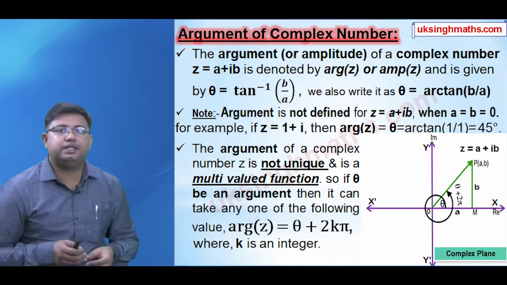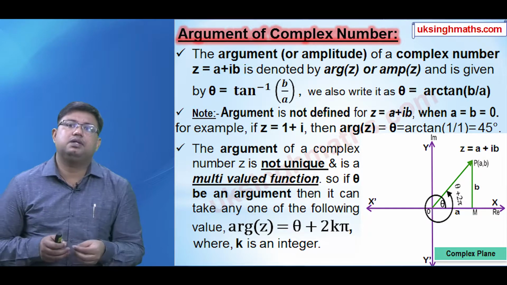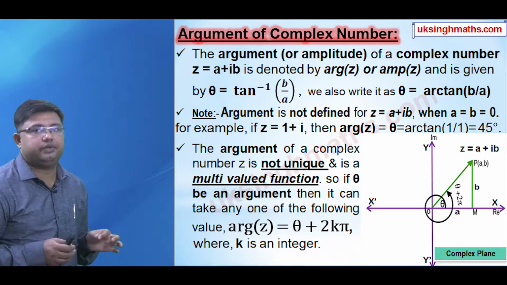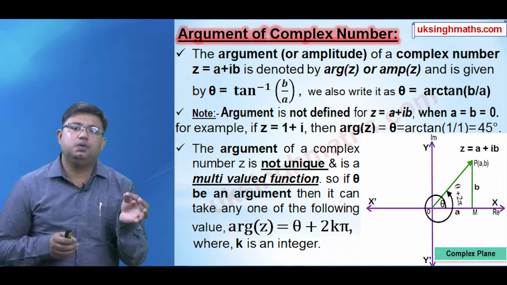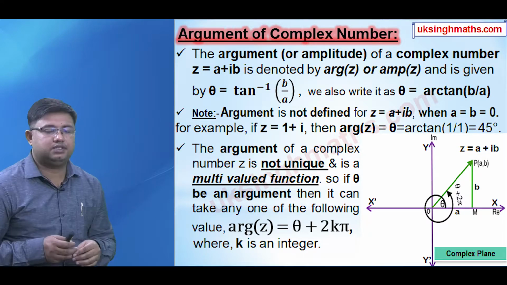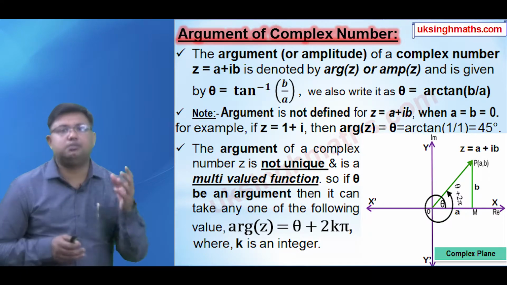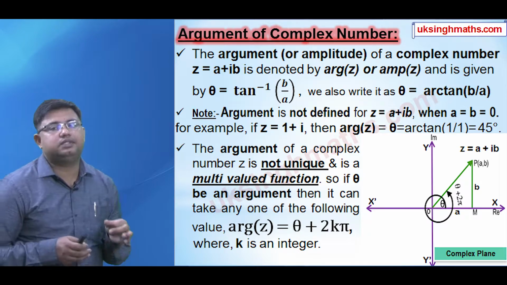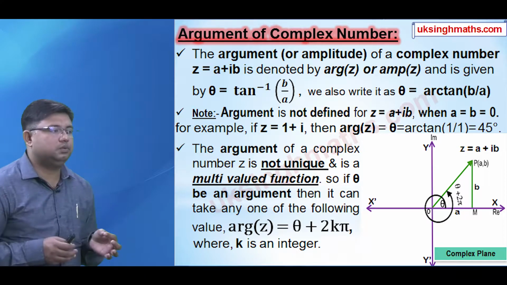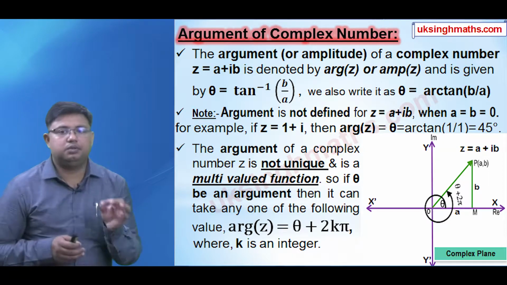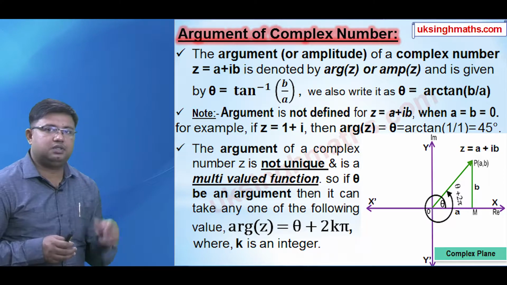Now let us understand the argument of a complex number through a small illustration. Suppose z equal to 1 plus i is a complex number. Then according to the definition, the argument of z is equal to tan inverse 1 by 1, which is equal to 45 degrees. So 45 degrees is the argument for this complex number.